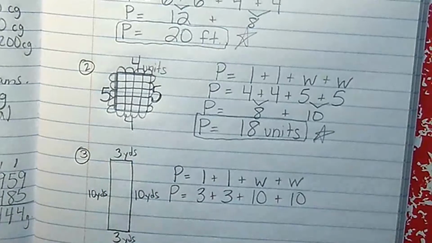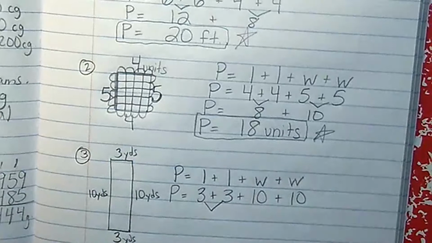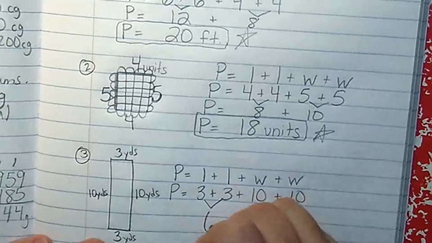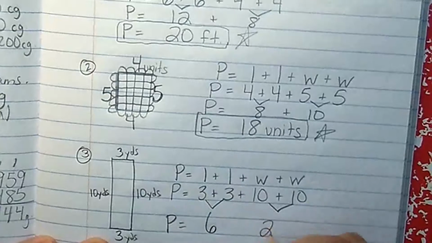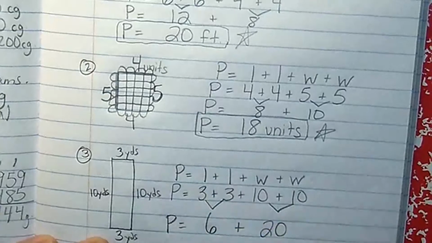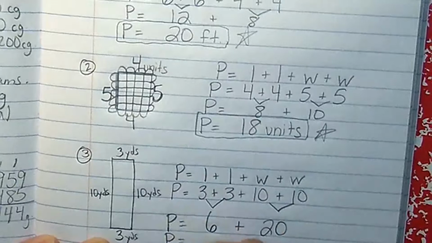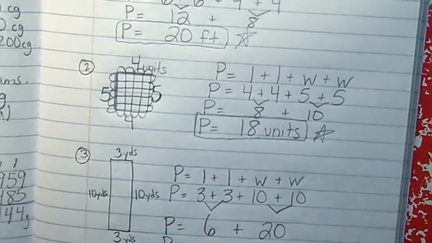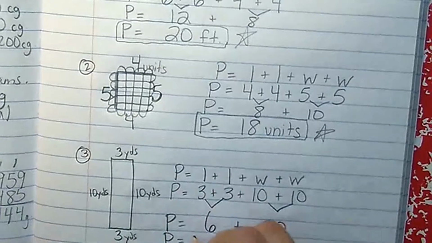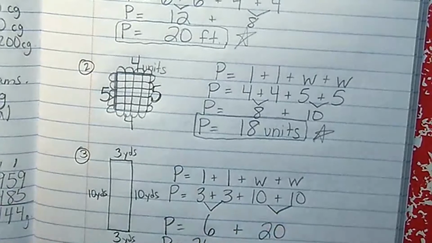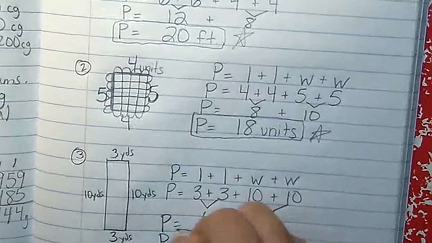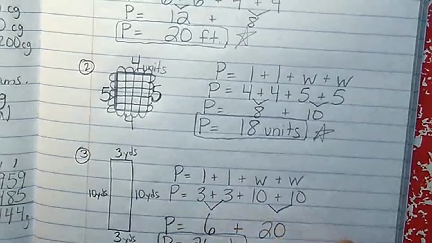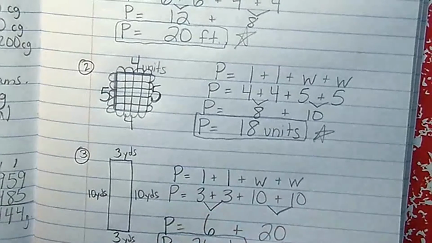All right, 3 plus 3 is 6, and 10 plus 10 is 20, and I still need to add those together. So the perimeter equals, what is 6 plus 20? 26, what would we call this? 26 yards, because that's how they labeled it. All right, these have not been so bad, right? We're moving on to number 4.